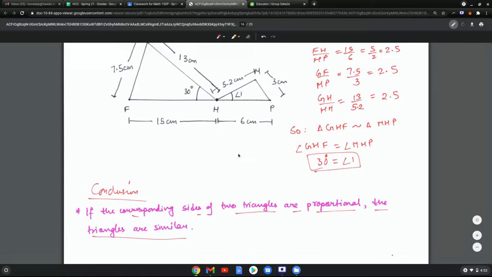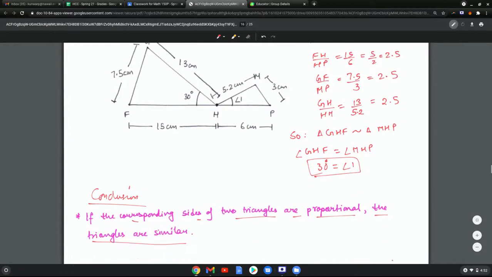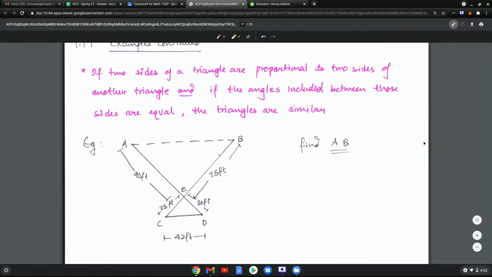So when you have these problems and the problem does not tell you that triangles are similar, you may be expected to find out that the triangles are similar. One of those ways is when their sides are in the same proportion. The second way is if two sides of a triangle are proportional to two sides of another triangle, and the angles included between those sides are equal, then the triangles are similar.